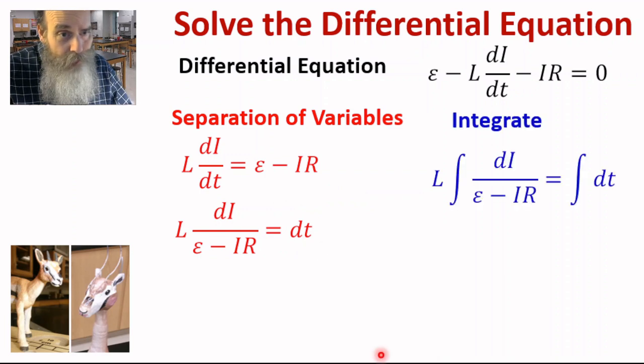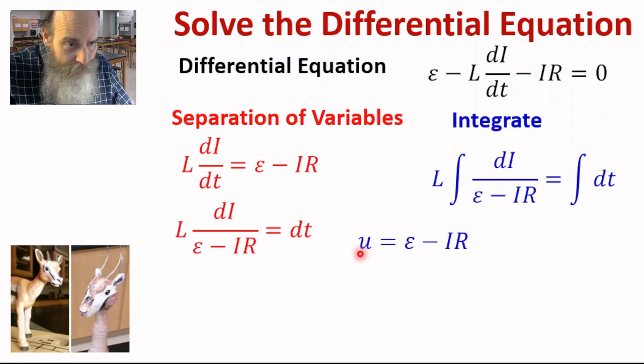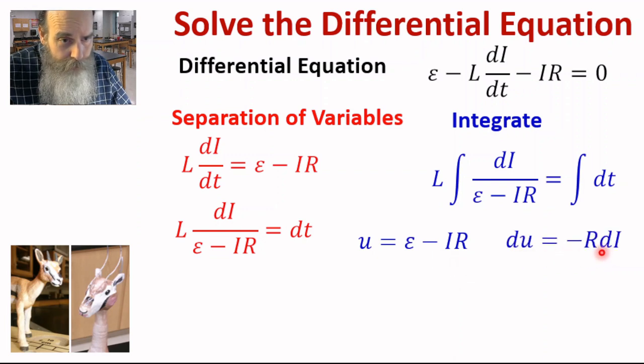Next step is to integrate. L is a constant, so I can take it out of the integral. So this integral on the right is easy, it's just t. This integral is a little bit more complicated. We need to use a u substitution. U equals E minus IR. Differentiate this. E is a constant, so du equals negative di times R. So du is negative R di.